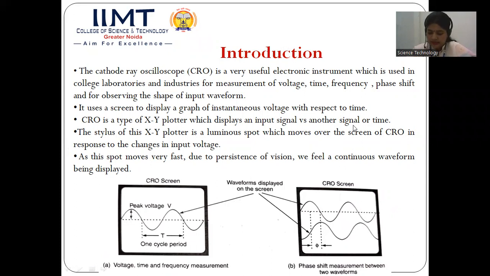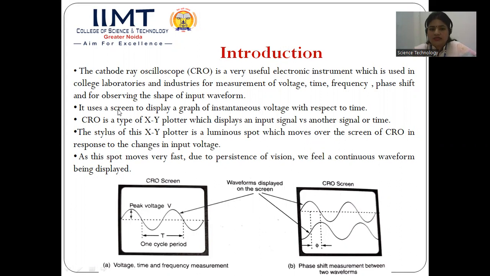It is basically a voltmeter, but it doesn't display the reading on a meter or on a digital display to read out. Rather, we can observe the reading from this in the form of a waveform. So it uses a screen to display a graph of the instantaneous voltage with respect to time. So these are the images here. Here we can see the type of output which we obtain from the cathode ray oscilloscope. So we get the output in the form of a waveform on the CRO screen.